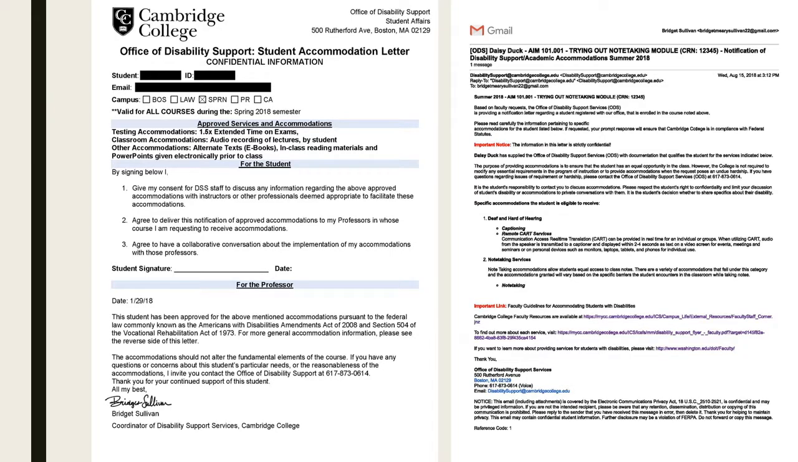Here are the two accommodation letters side by side. On the left-hand side are the old accommodation letters from last semester. On the right-hand side are the new accommodation letters for this coming fall semester. You'll notice that the student's name, the course they are taking with you, and the semester are all included in the subject. You'll also notice at the bottom there is information about resources for faculty to support students with disabilities.